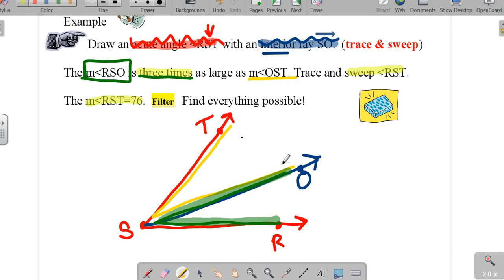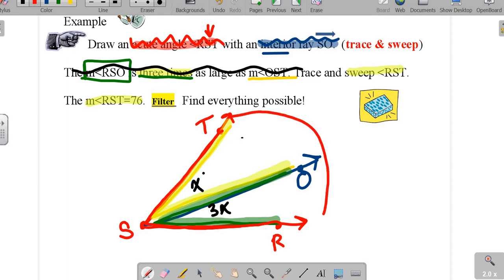This is 3 times as big as that. Now, you don't know measures, but if this is 3 times as big as that, and you don't know that, we're going to call that X, and this 3X. Trace and sweep RST. The measure of RST is 76. Find everything possible. Notice I don't tell you what to find.